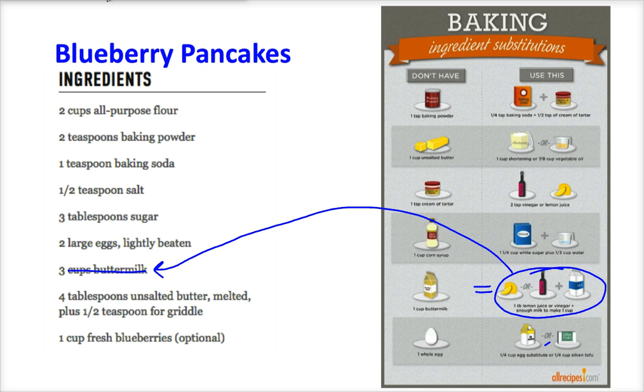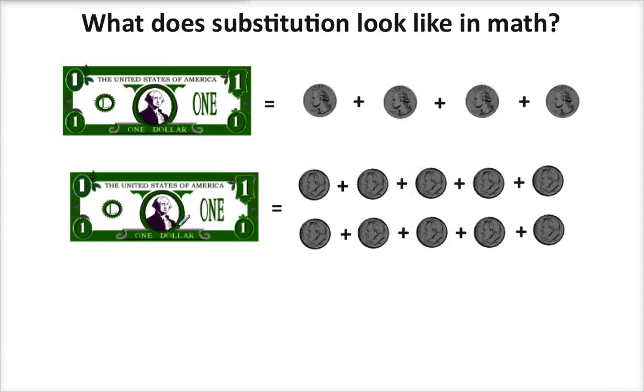So the pancakes that I wasn't able to make because I didn't have buttermilk, I can make now because I substituted. Okay, so let's take that idea of substitution and see what it looks like in math.